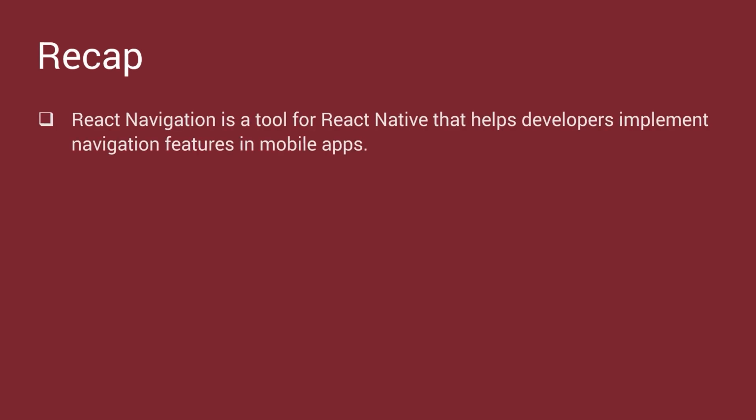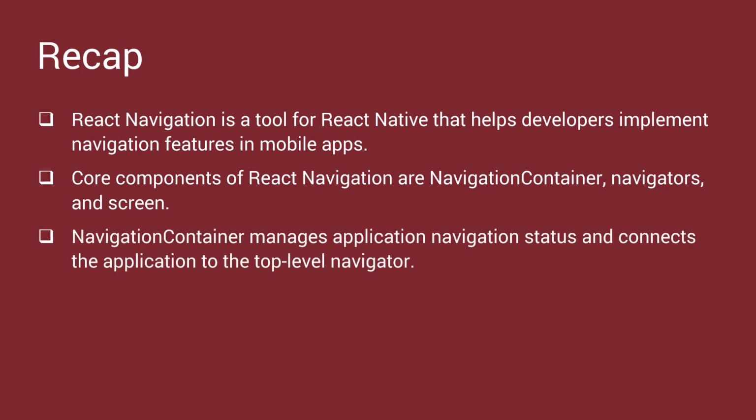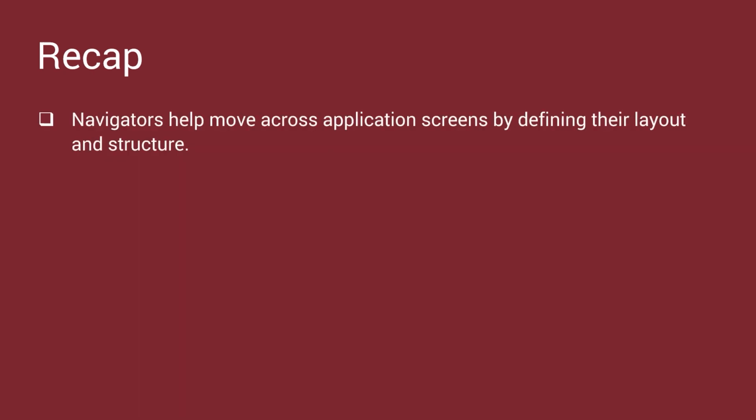In this video, you learned that React Navigation is a tool for React Native that helps developers implement navigation features in mobile apps. Core components of React Navigation are Navigation Container, Navigators, and Screen. Navigation Container manages application navigation status and connects the application to the top-level navigator. Navigators help move across application screens by defining their layout and structure.